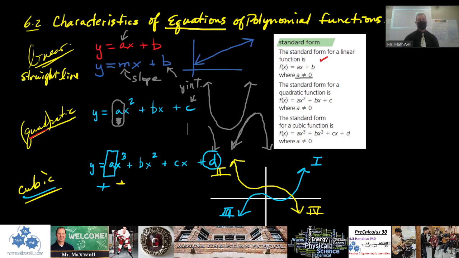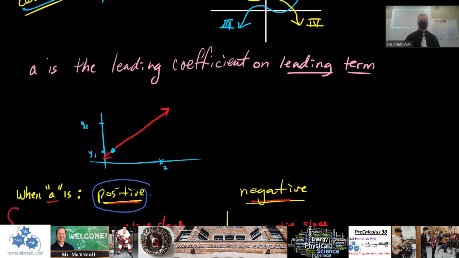If a is positive, it goes from quadrant 3 to quadrant 1. And if A is negative, it goes from quadrant 2 to 4. So it kind of slides up or slides down. And then D, of course, again, y-intercept. So those are some main characteristics of equations of those polynomial functions.